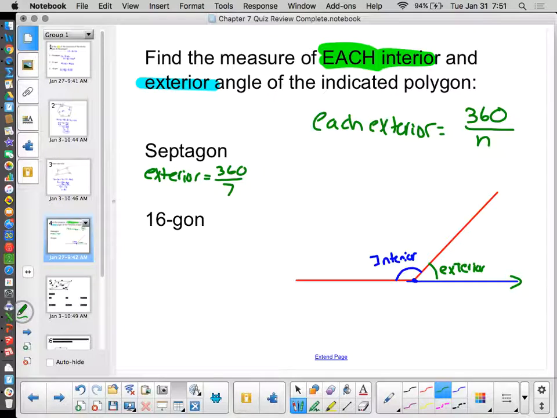So the exterior would be 360 divided by 7, which does not give us a nice number. Oh, dear. That's 51.4 degrees. So each interior has to be 180 minus that, or 128.6 degrees.